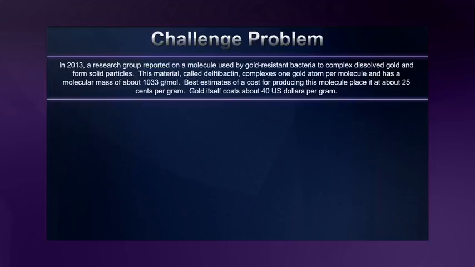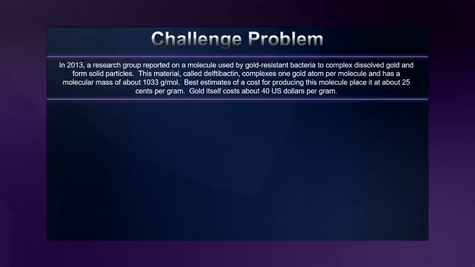Now, the material that they use is called delftibactin. And again, it complexes one gold atom and turns it from an ion into a neutral gold atom, which then forms these particles, these aggregates, as they come out of solution. And of course, that's exactly what Haber had tried to do a century ago.